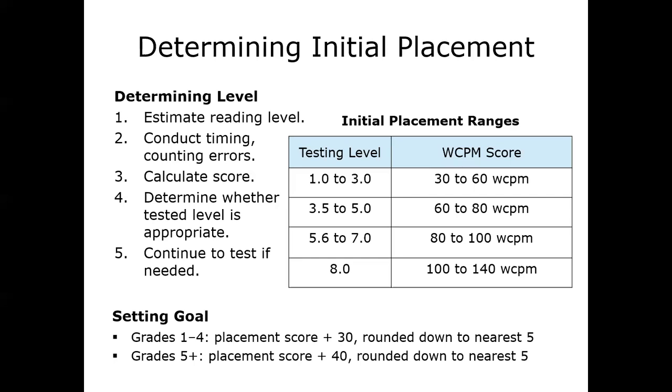So you find the level that you think is right, you have the student read it for a minute, and if their words correct per minute score falls in the range, then that's the right level. If it doesn't, then you're going to either give them a harder level or a lower level, depending on which way they were. So if they were outside the range on the high end, then you give them a higher level. If the level you gave them initially was a little hard and they were outside the range on the low end, then you drop them down and try the next lower level.